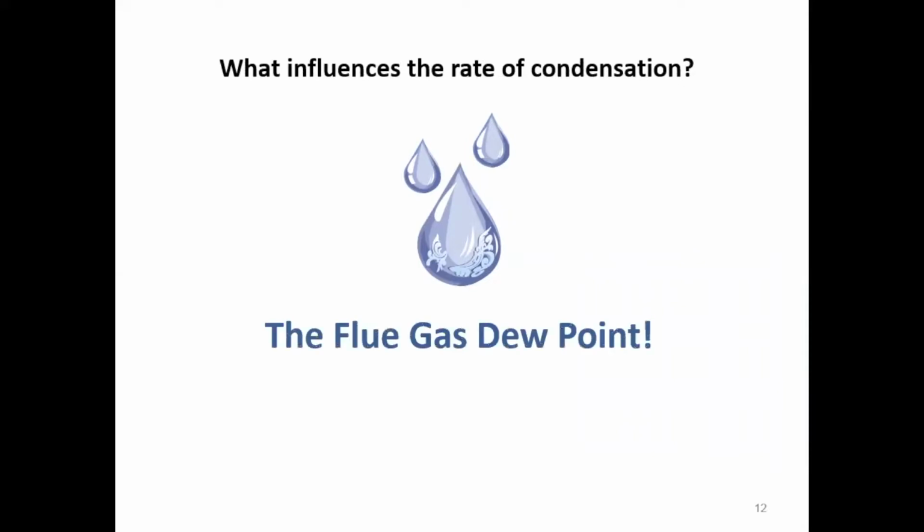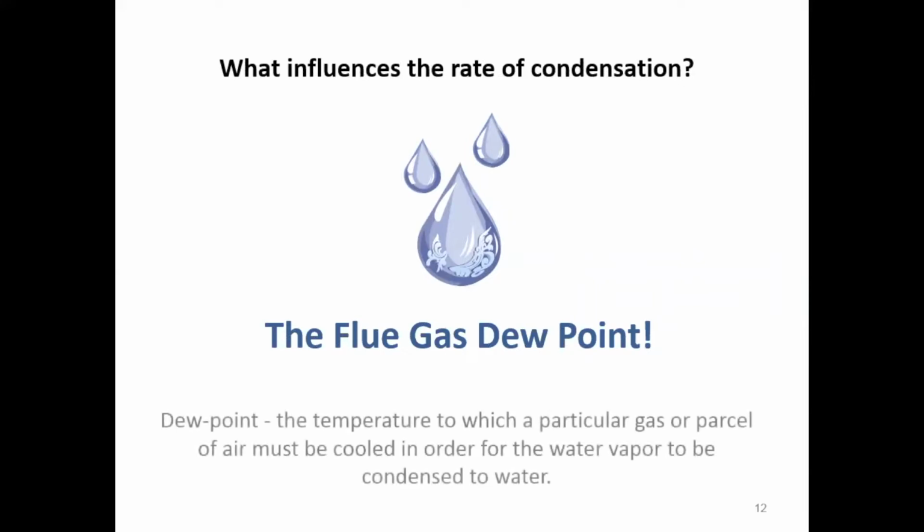get the return water temperatures down below the flue gas dew point. And that dew point, it's not a set temperature. So, from a definition standpoint, it's the temperature to which a parcel of gas or air must be cooled in order for the water vapor to condense to water. So it's that temperature that, when I look at my flue gas temperatures, and I'm really looking at return water temperatures, that's the thing I can control. I get that water temperature down below this dew point, the boiler will condense.